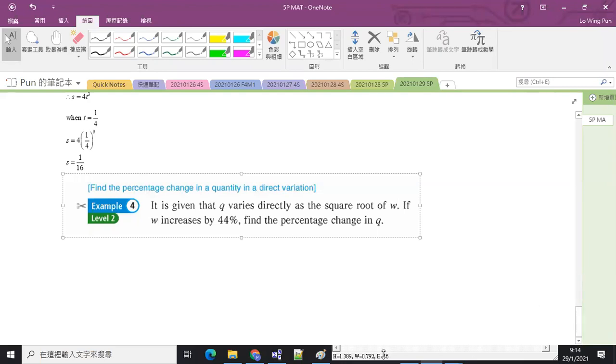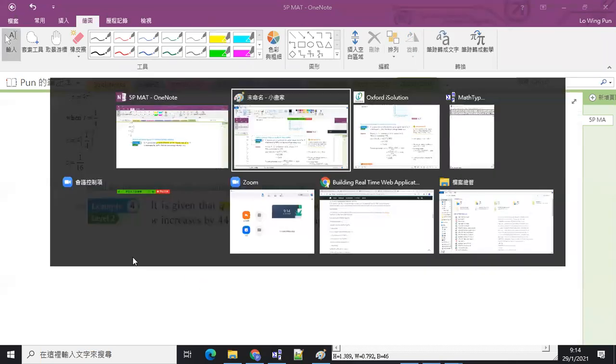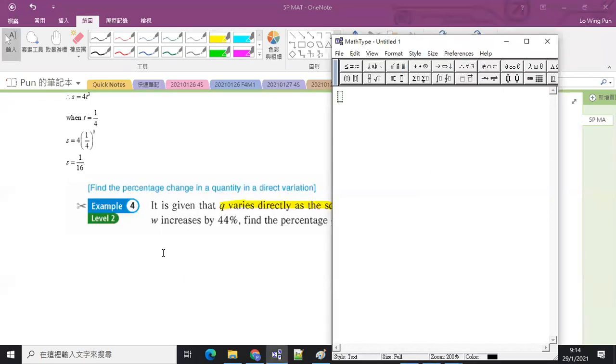OK，好啦，睇下點喎？呢一種題目係關於 percentage change 嘅，即係又係 direct variation，不過今次係 percentage change 嘅。我哋睇到：It is given that Q varies directly as the square root of W. And again, please highlight this part first. Q varies directly as the square root of W. Okay, and no matter what, do the first line first.